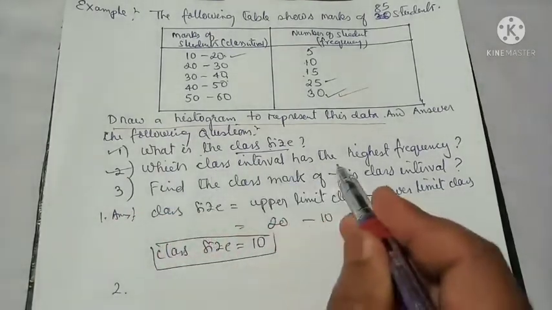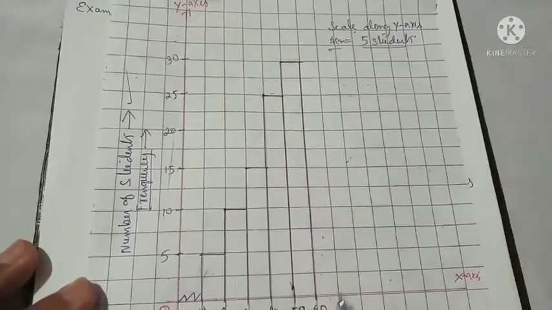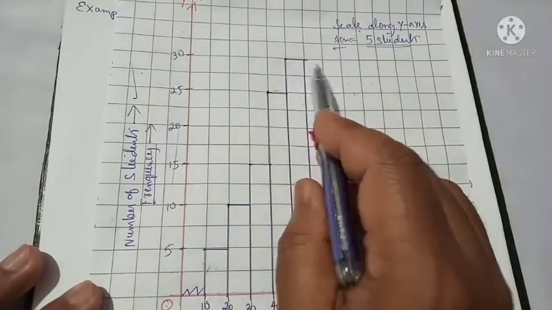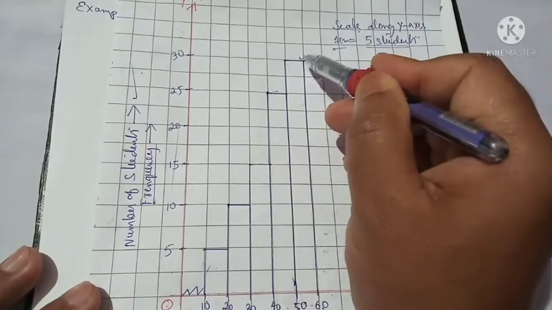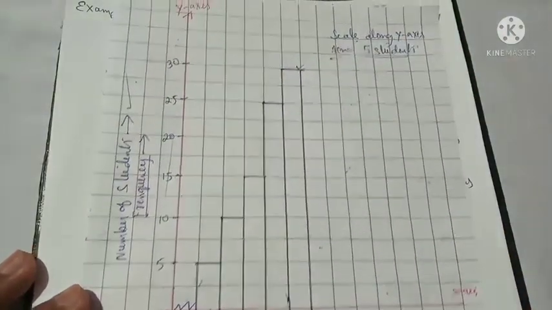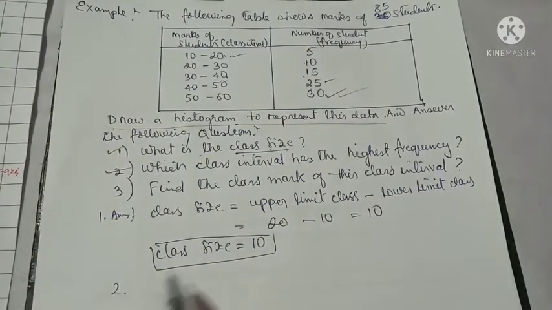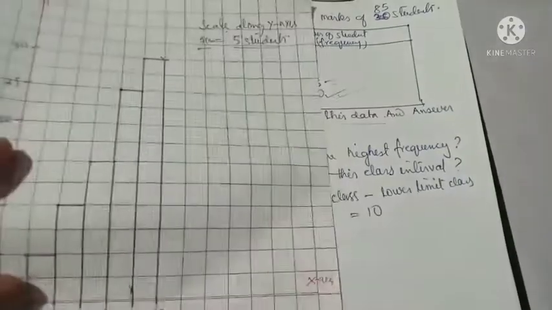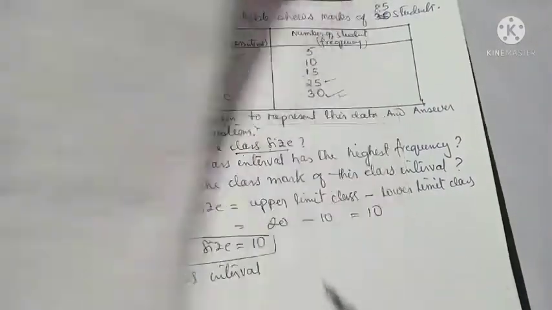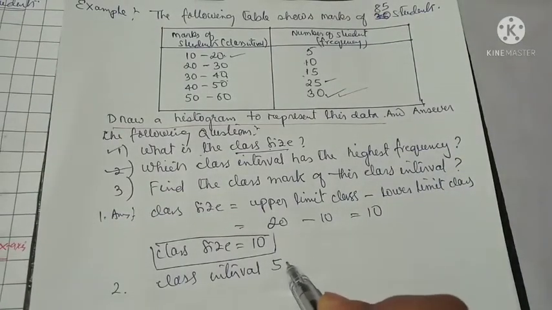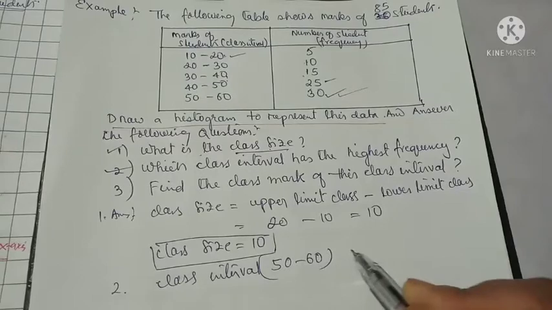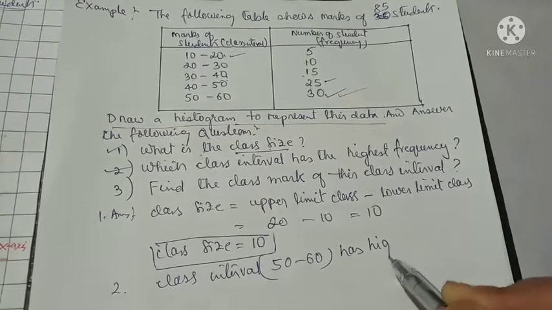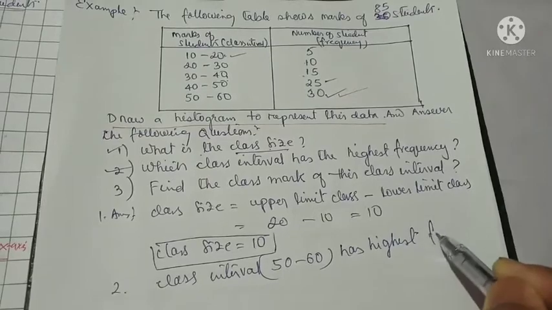Okay. Now the second one is question number 2. Which class has the highest frequency? Let's see. Which one is the highest frequency? 50 to 60. Right. 50 to 60 is the highest frequency because it has 30 students. So the class interval 50 to 60 has the highest frequency.